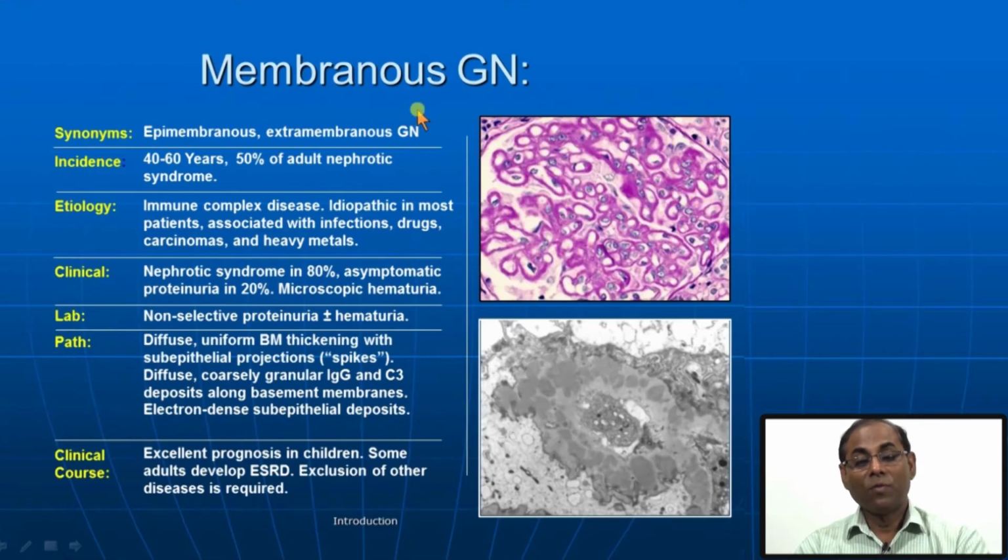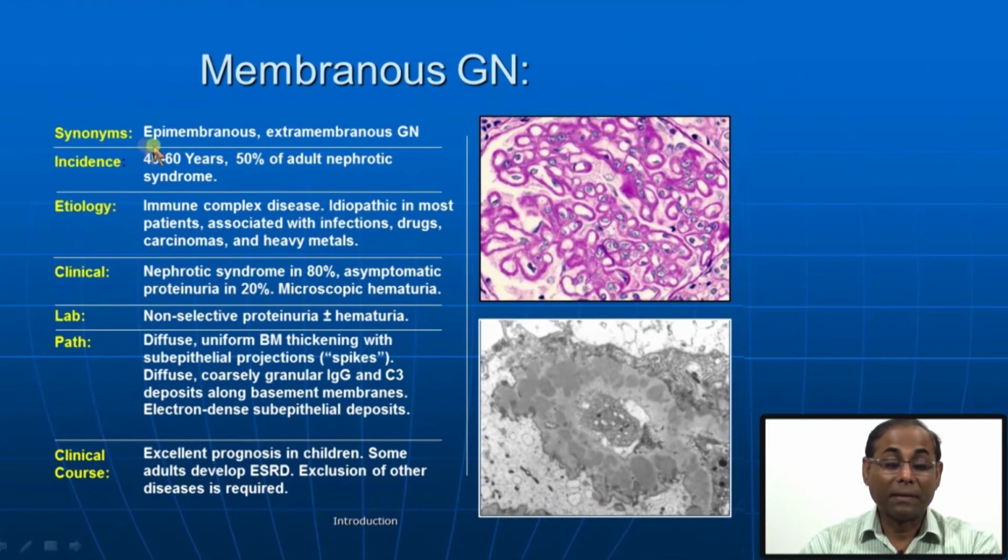Now from FSGS, we move to another non-proliferative glomerulonephritis, that is membranous glomerulonephritis. The other terms which were used earlier, I think they are not popular now, are epimembranous glomerulonephritis and extramembranous glomerulonephritis. Usually they are very common in adults, and the usual age range is 40 to 60 years old. As for etiology, they are immune complex mediated diseases. They are idiopathic in many of these cases, and sometimes they are associated with infection, drugs and carcinomas, as well as heavy metal poisoning or toxicity.